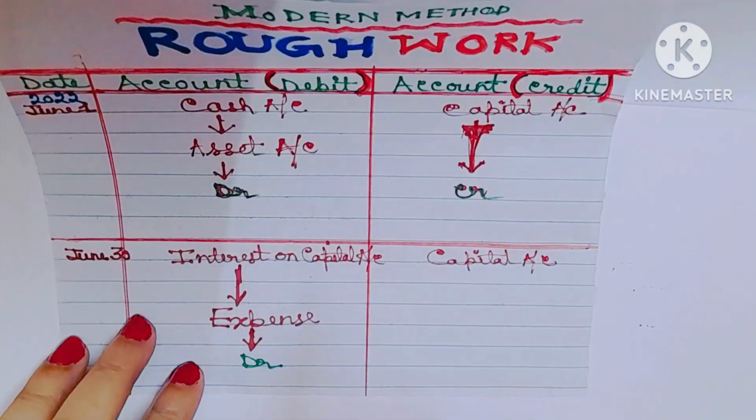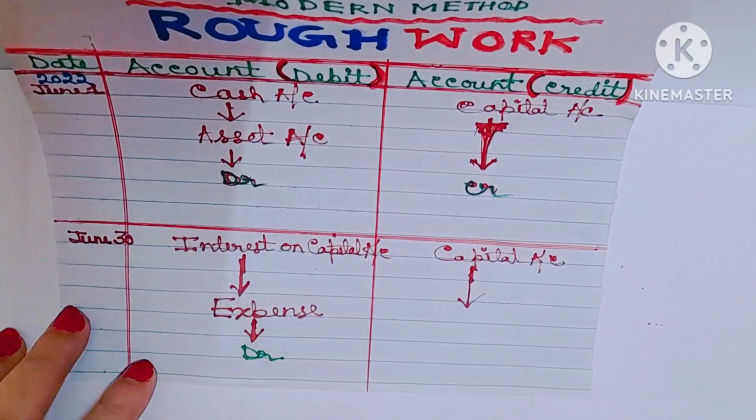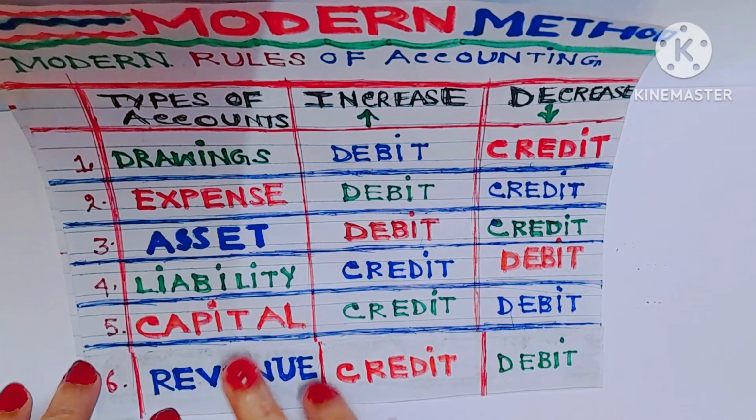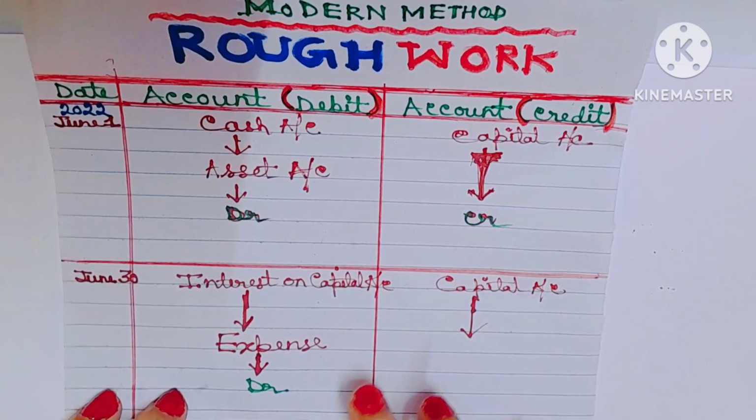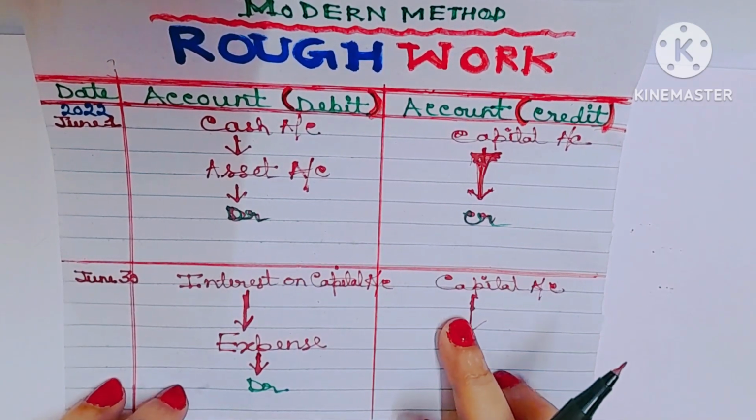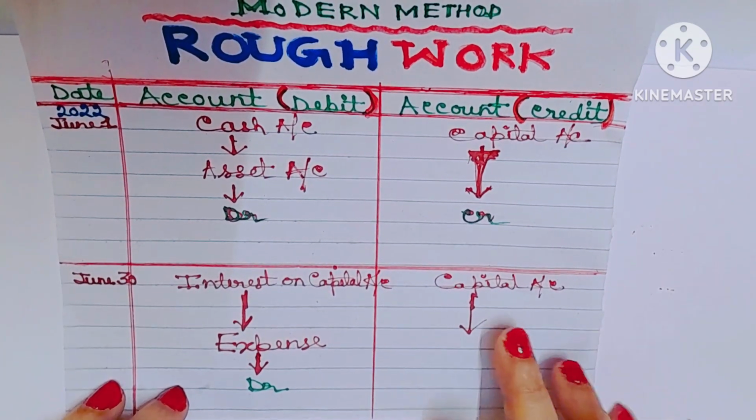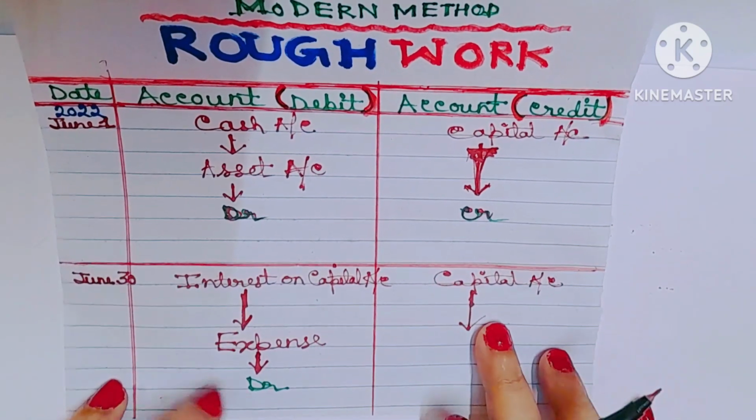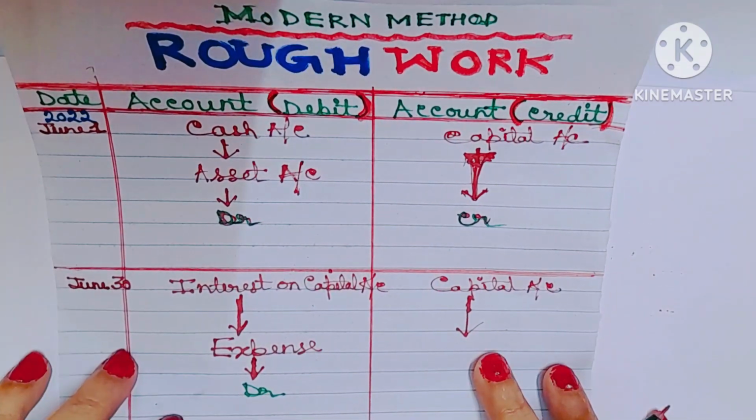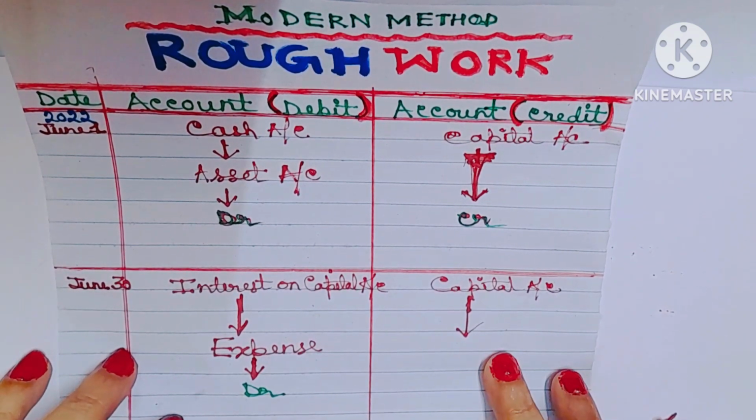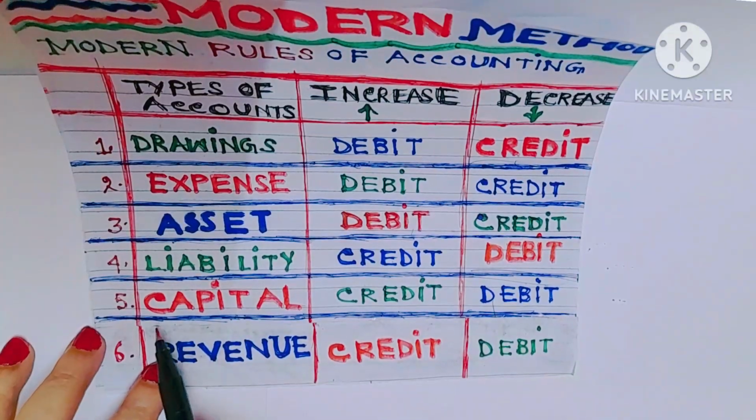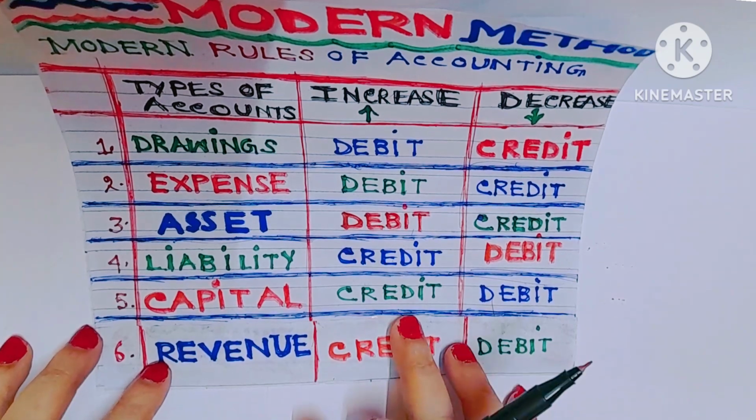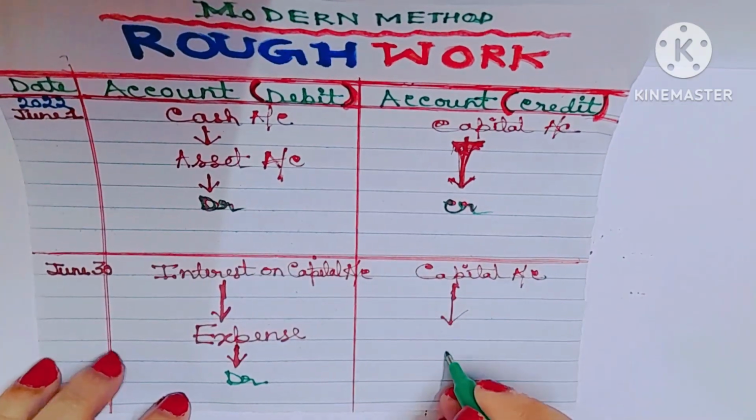Understood? Now, capital account. Let's go through the chart again. See number 5. Capital. If capital is increasing, it should be credit. So, interest on capital rupees 60,000 is being added to Mamuni's capital account. So, rupees 60,000 is a part of total capital of Mamuni. So, capital account is increasing by rupees 60,000. Let's see the modern method chart again. Number 5. If capital is increasing, it should be credit.